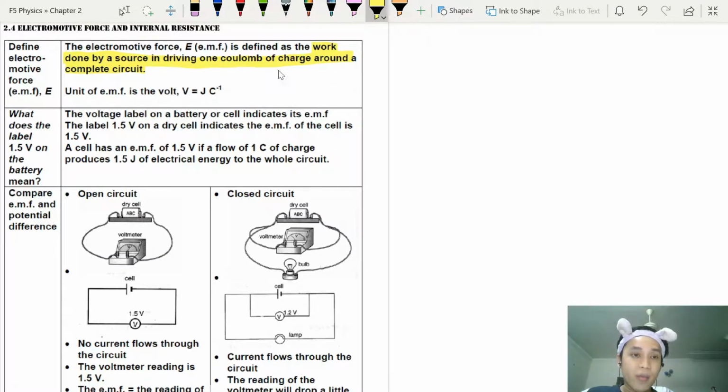If they ask you EMF, very simple. You just look at your battery. The voltage of your battery is the EMF. Technically what this means is the voltage of your energy source.